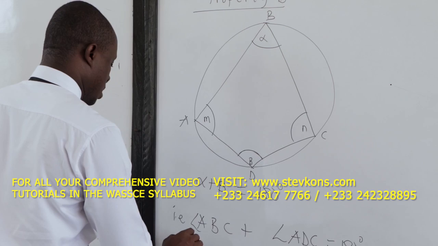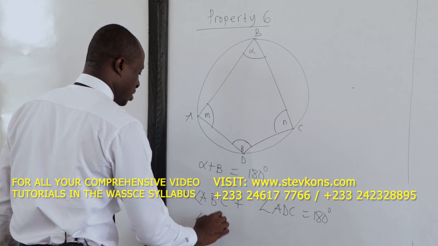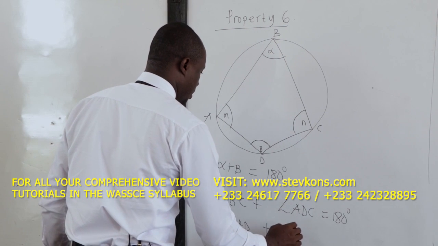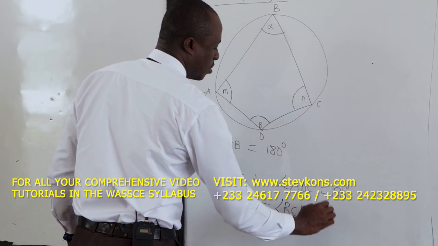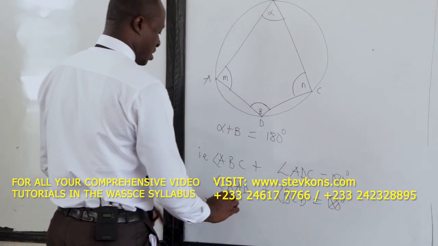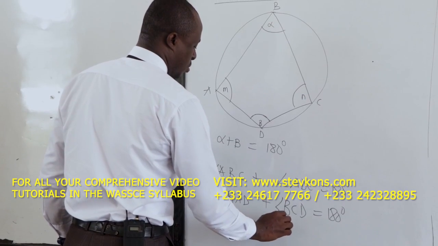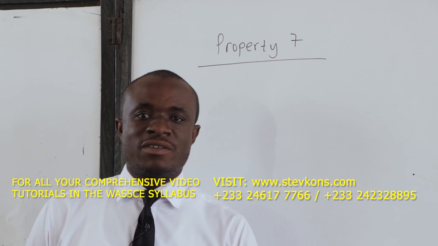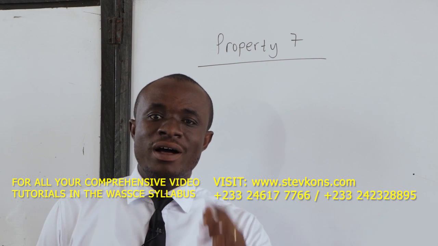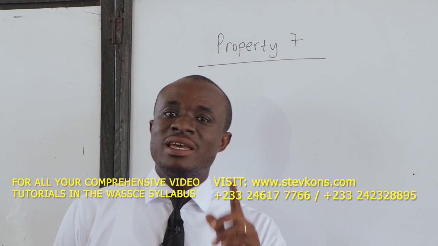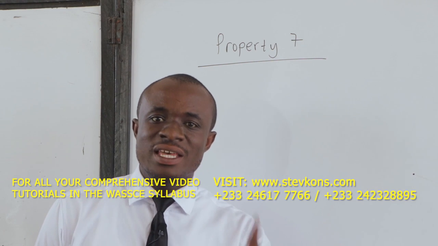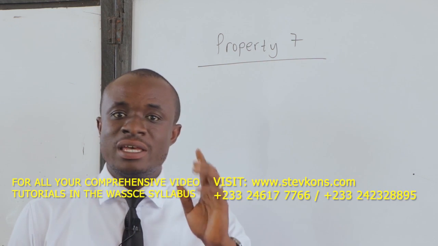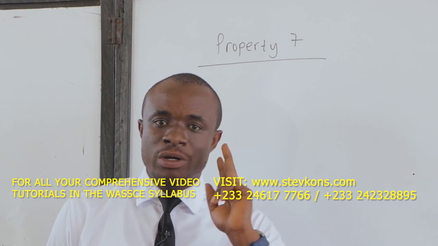And then we are also saying that angle BAD plus angle BCD equal to 180. That is M plus N equal to 180 degrees. Now, property seven is saying that the interior angle of a cyclic quadrilateral is equal to the opposite exterior angle. The interior angle of a cyclic quadrilateral is equal to the opposite exterior angle.